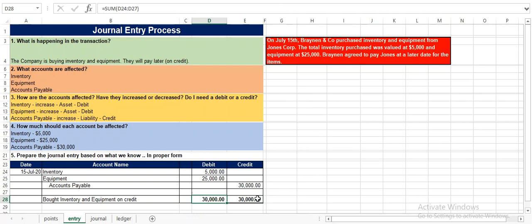Okay, and so this is just another example of the journal entry process with a journal entry that involves more than two accounts.